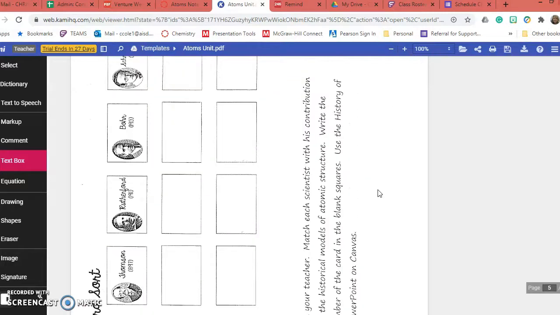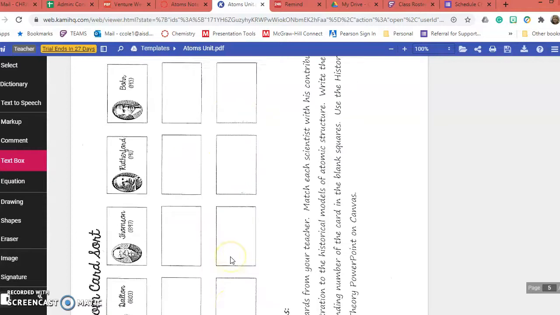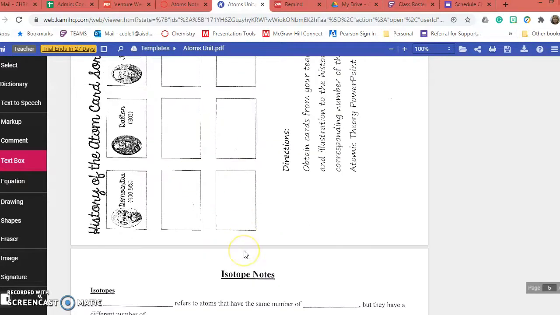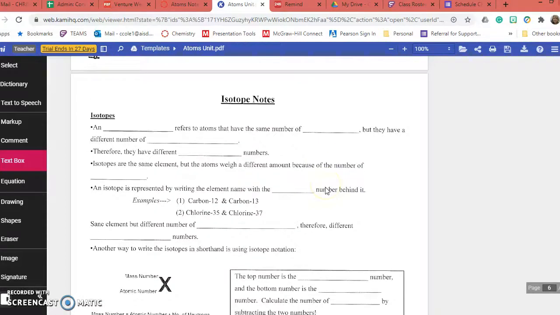You're just going to look at the numbers on the cards, and then you're going to put them in here, and I'll put a picture of that in there for our online learners. Okay, so you'll write, like, if you think Dalton's card 5 and card 8, you'll put those numbers in here. All right, then isotope notes.